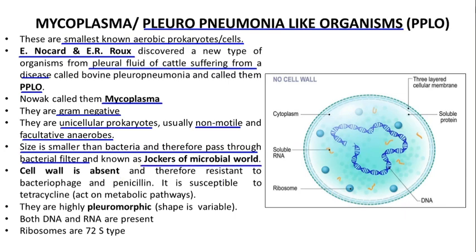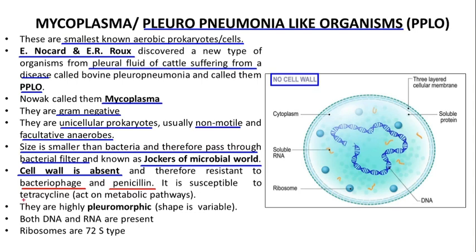Now these bacteria have a structure which is very fascinating. First thing is that they don't have a cell wall. So if there is no cell wall, then two things will happen. Firstly, bacteriophages are those viruses which attack the cell wall. But if mycoplasma does not have a cell wall, then you can expect that there will be no effect of bacteriophage. And also there will be no effect of penicillin. Penicillin is a type of antibiotic which attacks the cell wall. But since there is no cell wall, penicillin will have no effect on it.